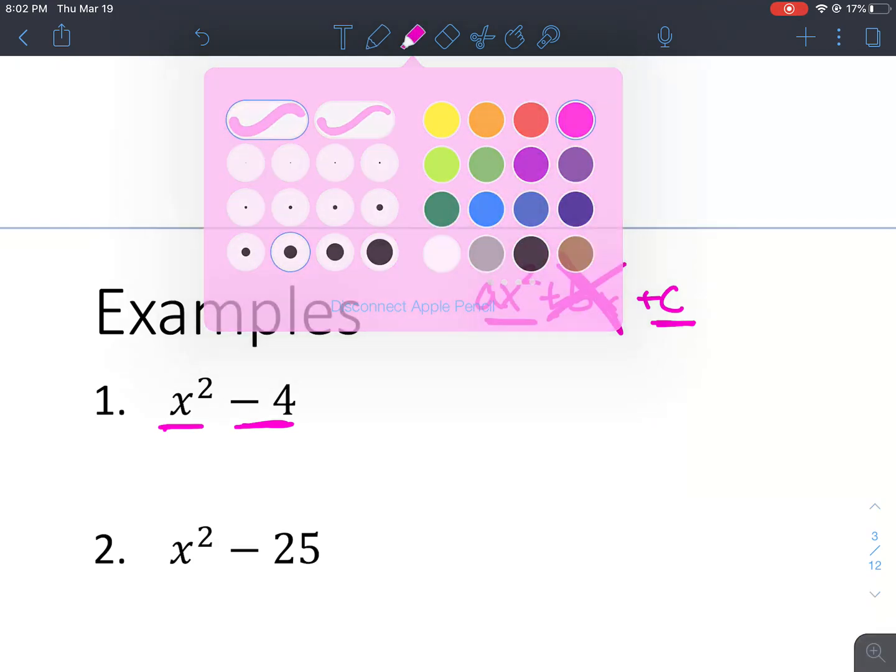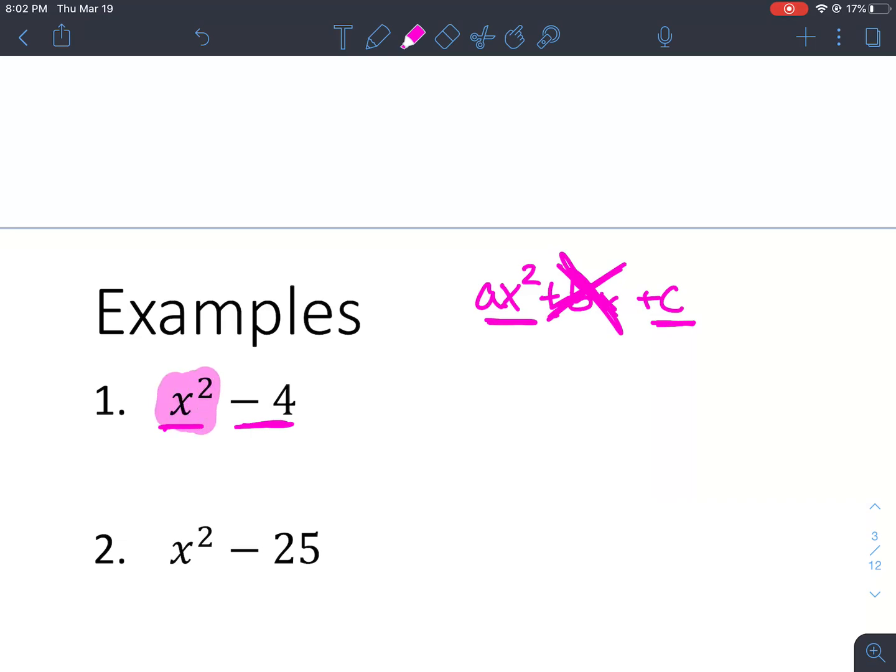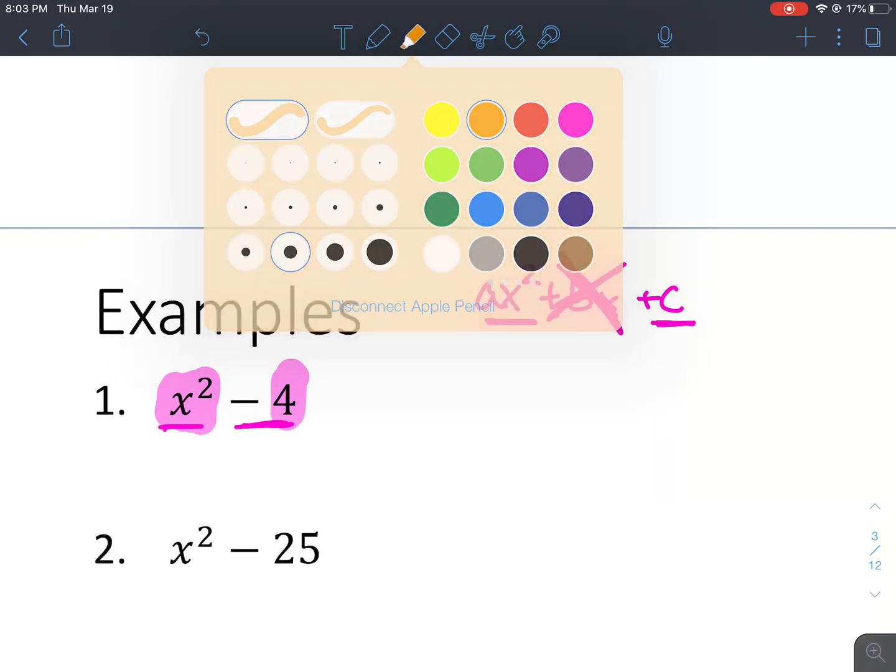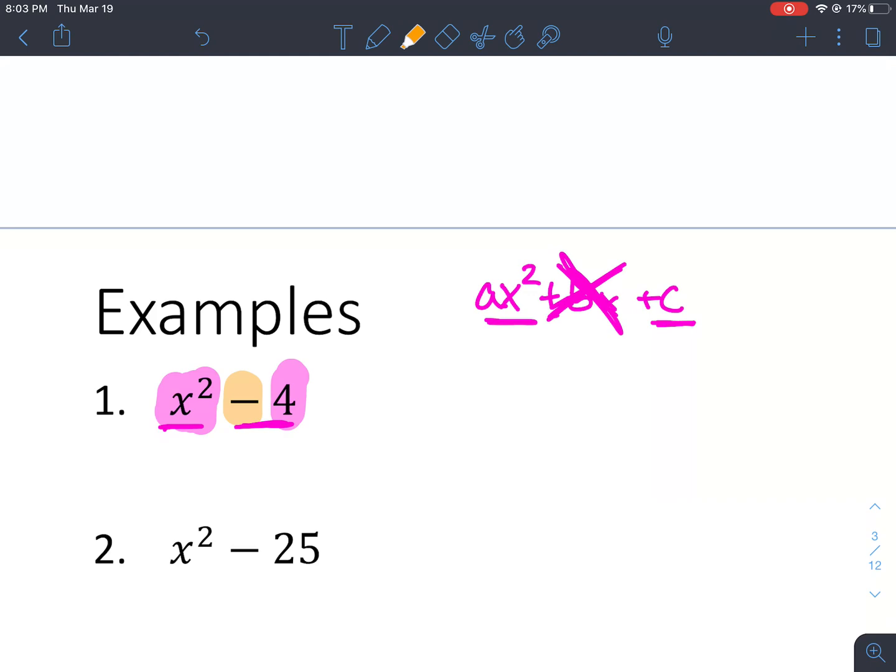The second thing that we're going to hopefully recognize is the idea that x squared is a perfect square. If I take the square root of x squared, I just get x. 4 is a perfect square. When we take the square root of 4, we get 2. And then lastly, we have that minus sign, the difference. So we have a difference of squares.